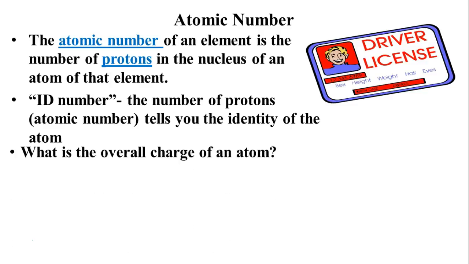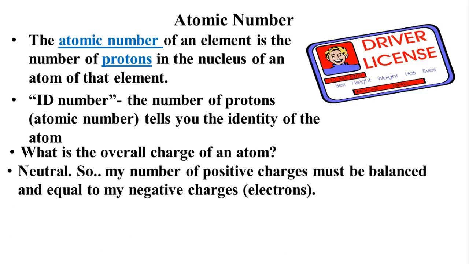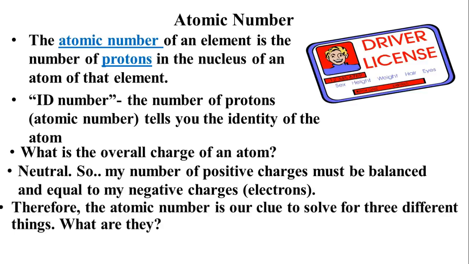Another important thing is, what is the overall charge of an atom? So what is the charge of just a regular atom overall? Well, the charge is neutral, right? So if we have a neutral atom and we have a certain number of positive charges, they must be balanced by negative charges, electrons, right? So because of that, there are a whole bunch of different things we can know just from knowing the atomic number. We can actually solve for a whole bunch of pieces of information. So let's see what they are.